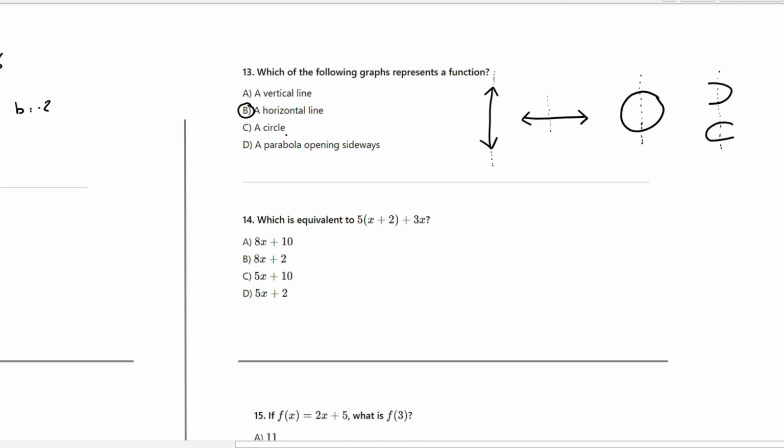Alright, question 14 says, which is equivalent to 5 times x plus 2 plus 3x? So 5 times x plus 2, we're going to just distribute. This is just normal distribution. You get 5x plus 5 times 2, which is 10, plus 3x. You get 5x plus 3x, which is just 8x, plus the 10. So you get choice A.